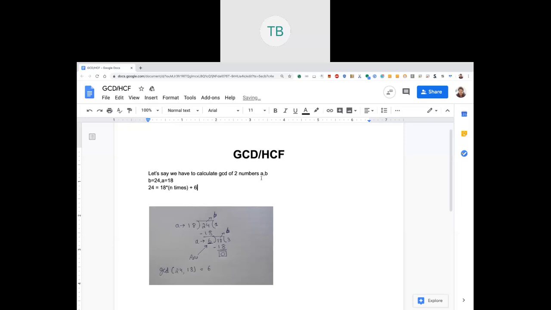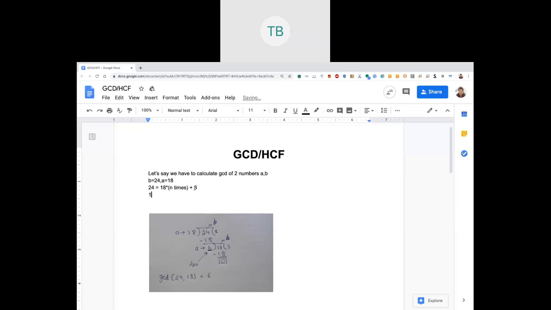plus 6. If here instead of 6 it would be 0, then we could have said that 18 divides 24 and the problem would have been solved. But here the 6 is the problem, so we will write 18 as some multiple of 6 plus 0. Here we have encountered the remainder as 0, so we can say that 18 is a multiple of 6.